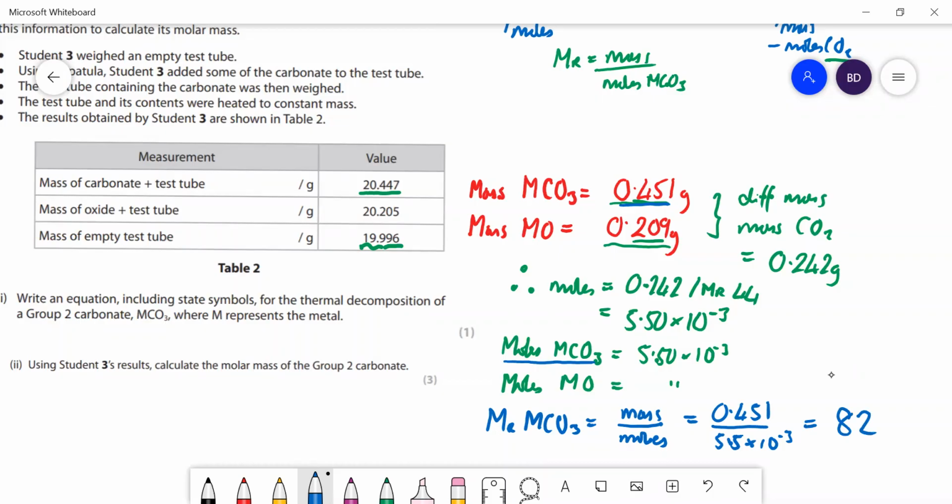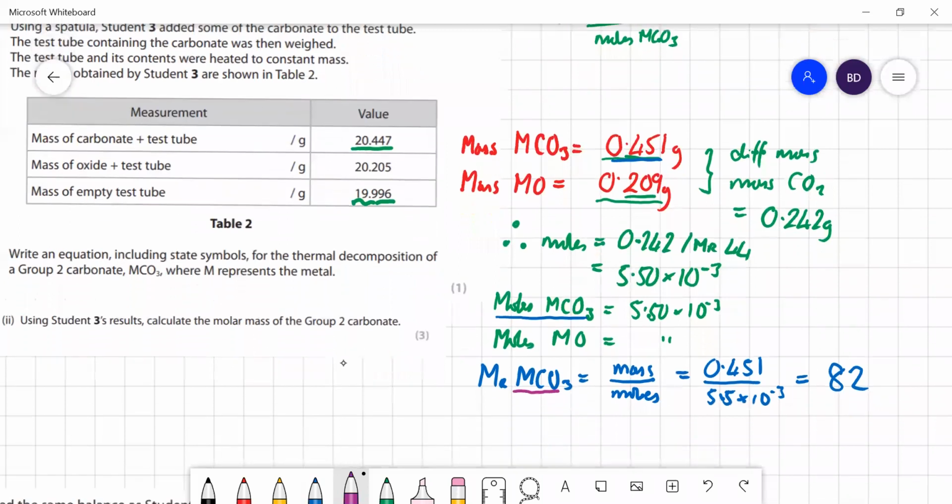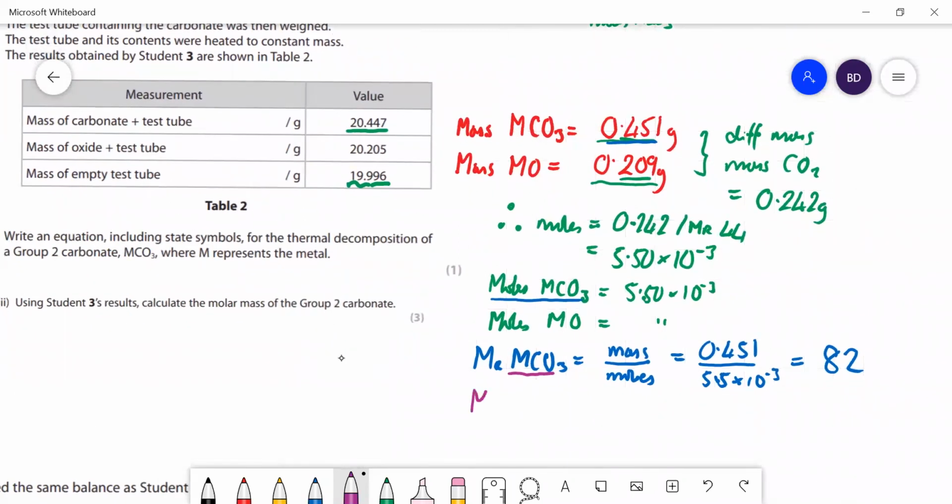Now, I say we've chosen the carbonate there. We could equally well do it with the oxide and find the MR of the oxide, which should give us exactly the same number. I'll just do that one as well. So the MR of the oxide is equal to the mass, which for the oxide is 0.209. The moles of the oxide are the same, and that is also equal to 82.